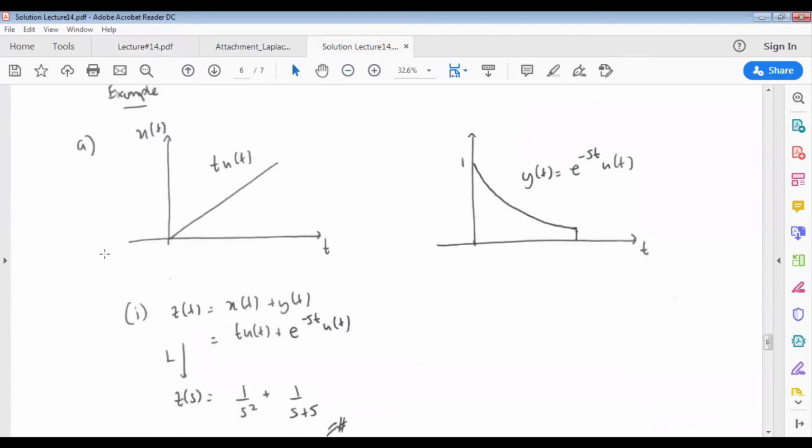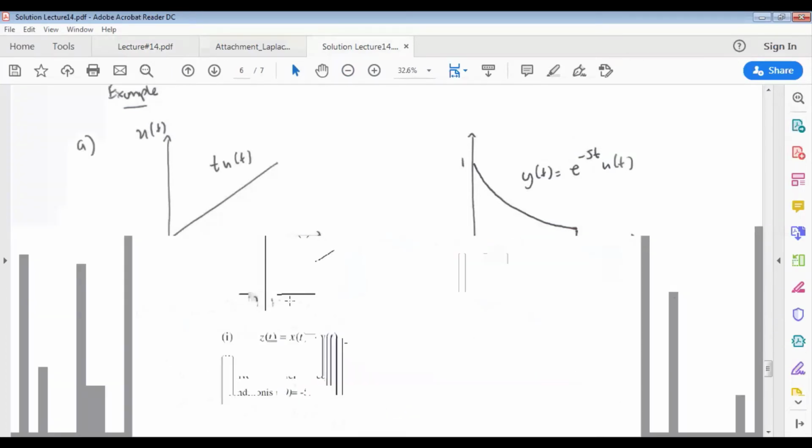Okay, so these are the signals given, x(t) and y(t). For the first question, we have z(t) equals x(t) plus y(t). So x(t) is 2u(t), while y(t) is e^(-5t) u(t).